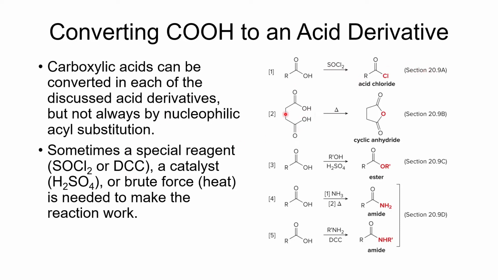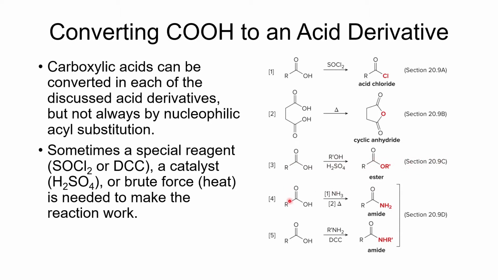We can use heat on a cyclic compound if we're going from a diacid to a cyclic anhydride, and we'll see that later in this section as well. If we have an alcohol with an acid, we can do what is called Fischer Esterification. We have a section coming up on that.